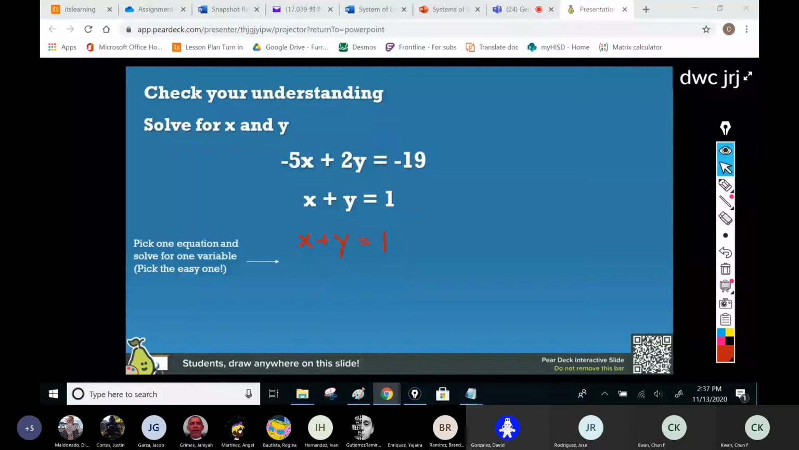Justin, okay, you're doing good. Jania, you have to pick one equation first. How about we pick the second equation? Pick the second equation, solve for one variable.